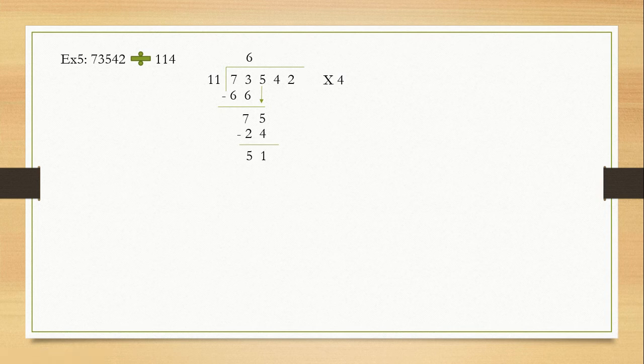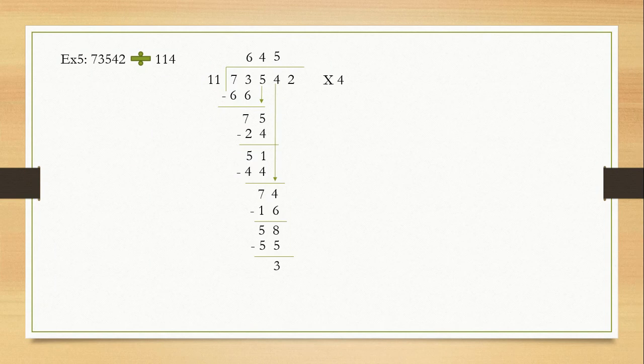51 will remain, and this 51 should be divided by 11. 4 times it will go. 4 11s are 44. 7 will remain. Now we have to bring down the next number, that is 4. Whenever we are bringing down the number, we have to subtract this product. 4 4s are 16. 58 will remain. Next this 58 should be divided by 11. How many times will it go? 5 times. 5 11s are 55.